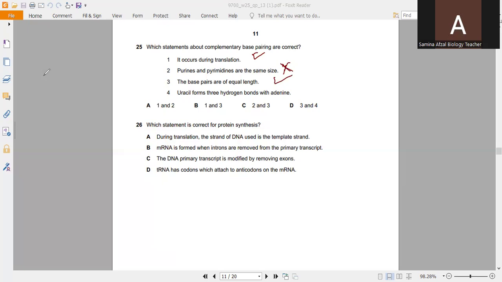Uracil forms 3 hydrogen bonds with adenine. No, this is incorrect, because uracil pairs with adenine through 2 hydrogen bonds. So only statements number 1 and 3 are correct, and it goes with option B.